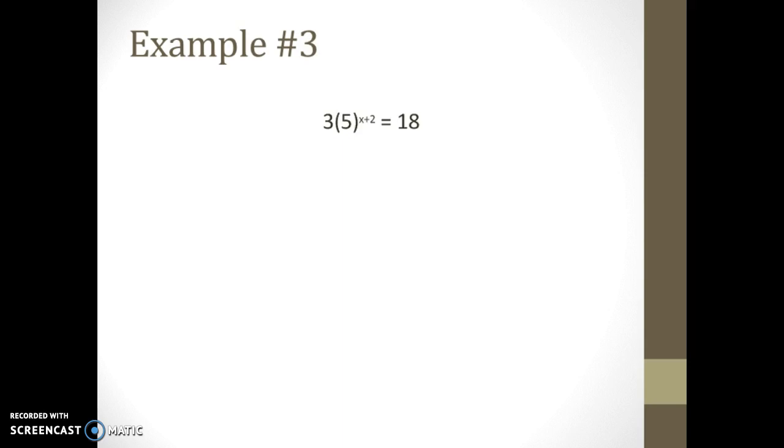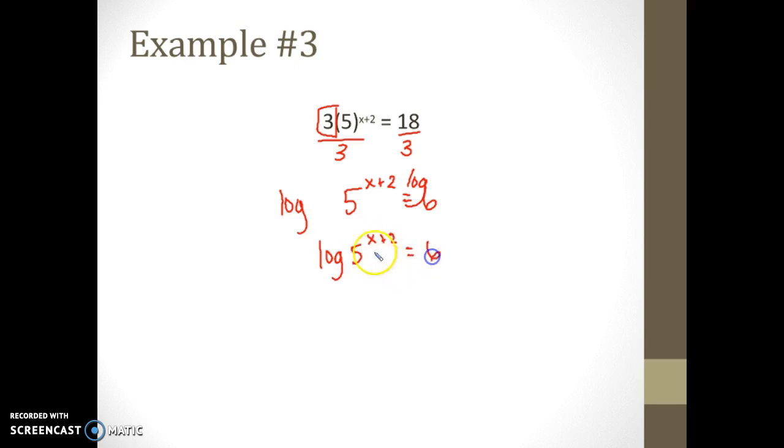Okay, so for another example, I've got 3 times 5 to the x plus 2 equals 18. Okay, I'm going to start like we did with our absolute value and our square roots and all of that by getting this base to the exponent by itself. So I want to get rid of this 3. So I'm going to divide by 3. So I've got 5 to the x plus 2 equals 6. They don't have a common base, so I'm going to take my log of both sides and just rewrite it. So we got log of 5 to the x plus 2 equals 6.